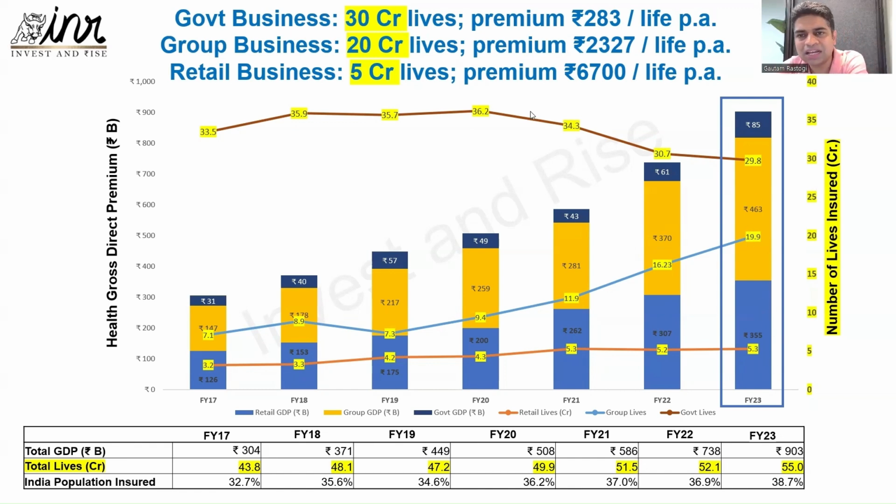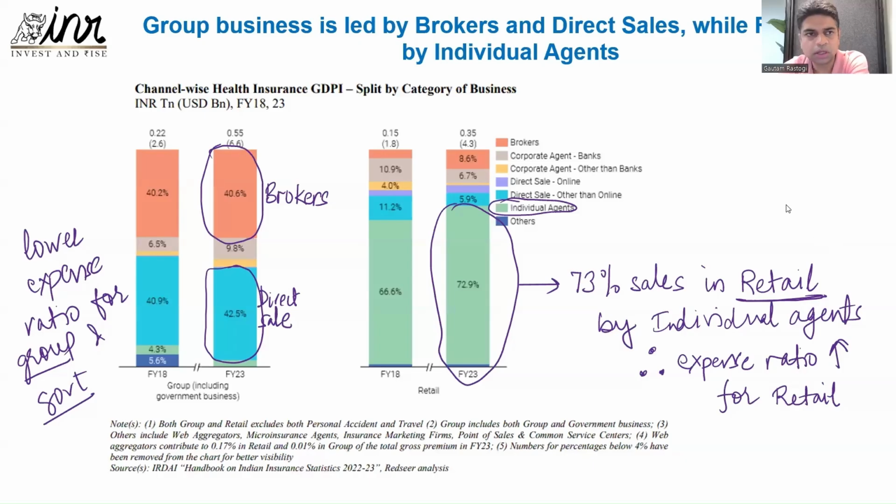All right. Now let's go on to the next one. In the last slide, we saw that in retail only 5 crore people are covered, but they pay a higher premium vis-a-vis the group and government business. Now if you look at this chart, what it's saying is that 73% of sales of the policies that are sold in retail are sold by individual agents. So it's an agent-driven, push product. It sells through agents.